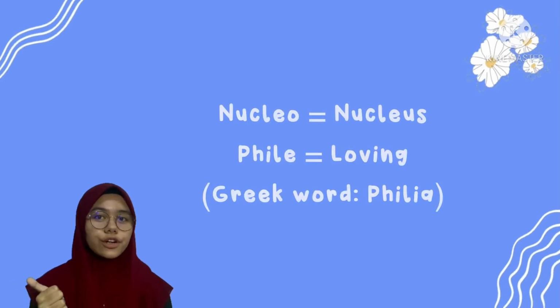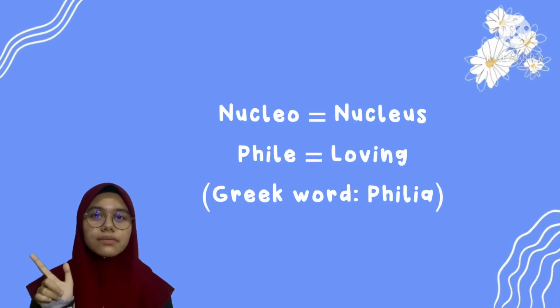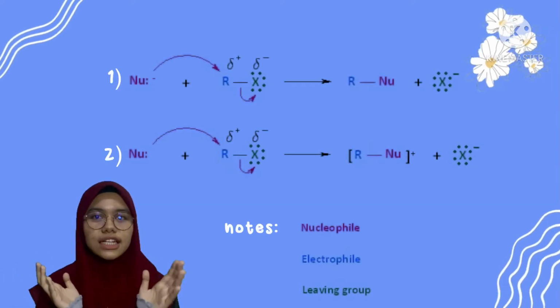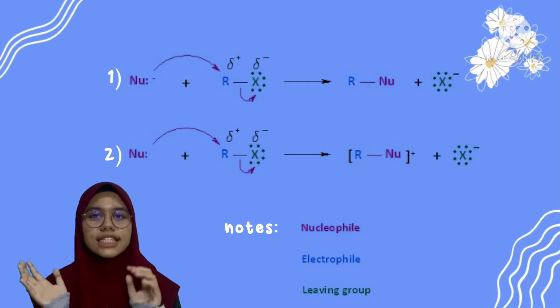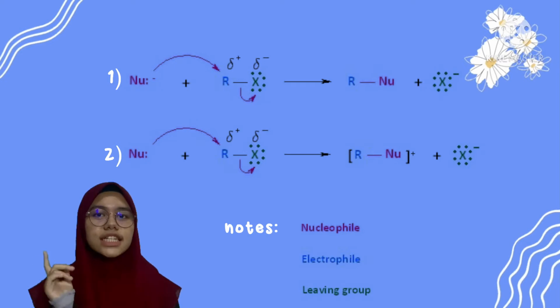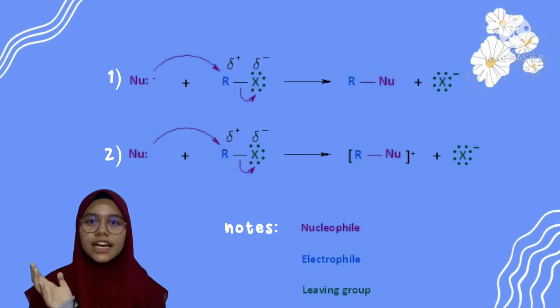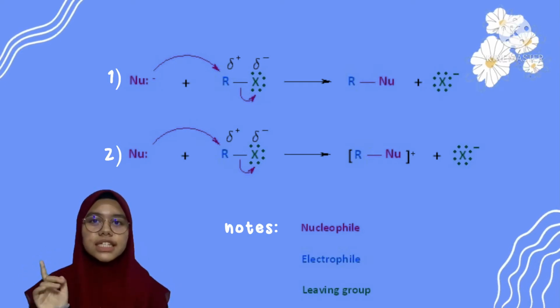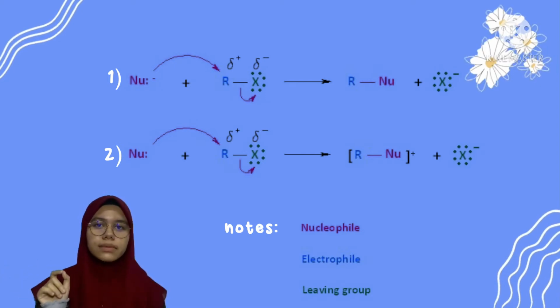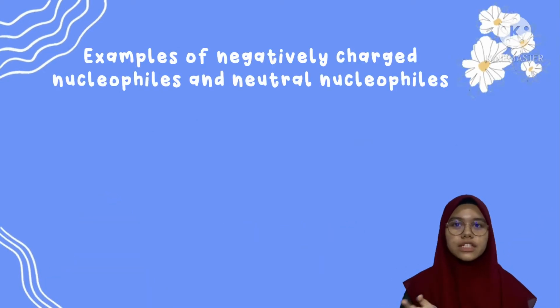Actually, nucleo means nucleus and phile means loving. It is from a Greek word which is philia. When a nucleophile reacts with an alkyl halide, the carbon atom that's attached to the halogen atom is the positive center that attracts the nucleophile. This carbon carries a partial positive charge because the electronegative halogen atom pulls the electron of the carbon-halogen bond in its direction. Now I will share with you the examples of the negatively charged nucleophile and neutral nucleophile.